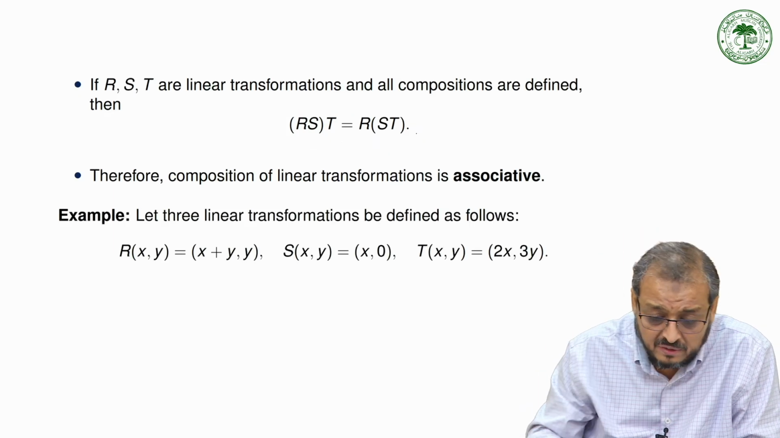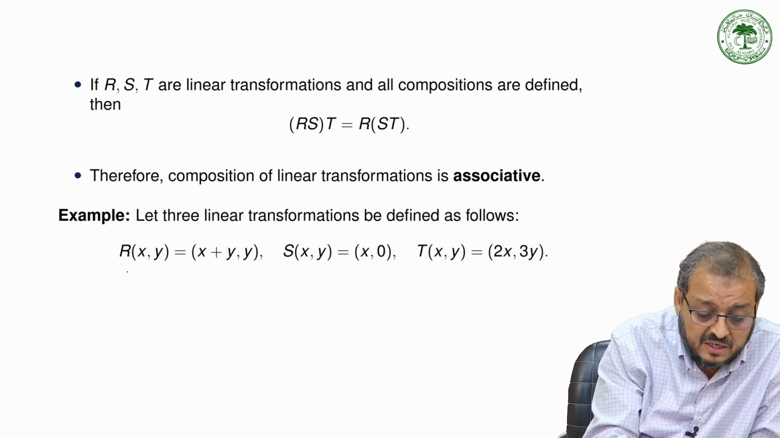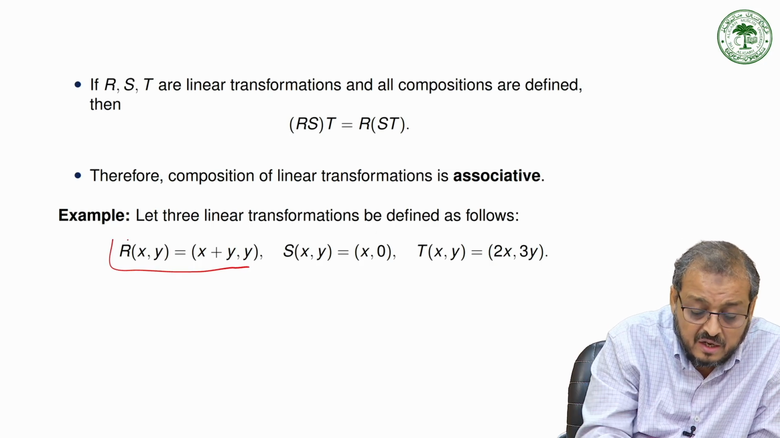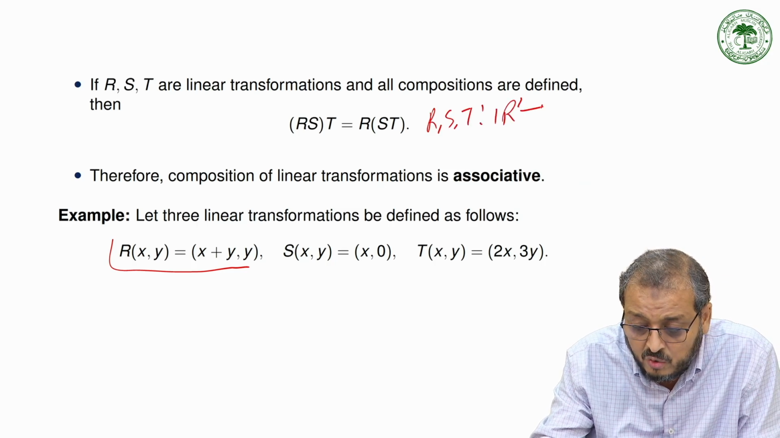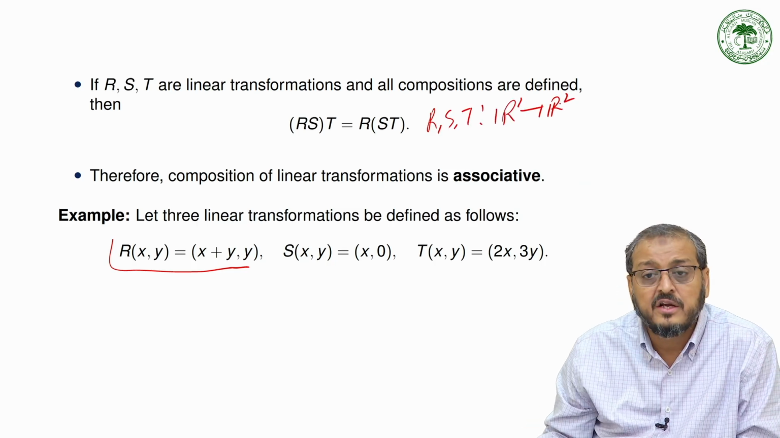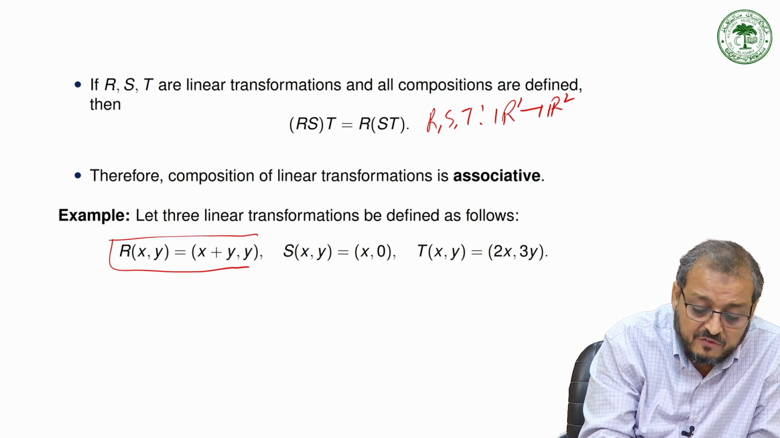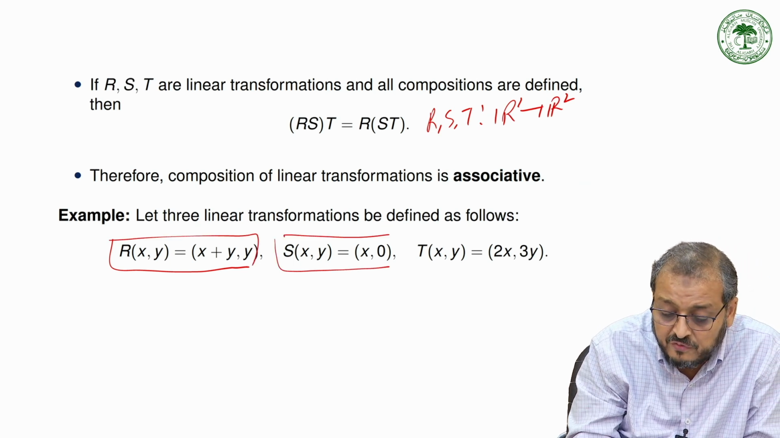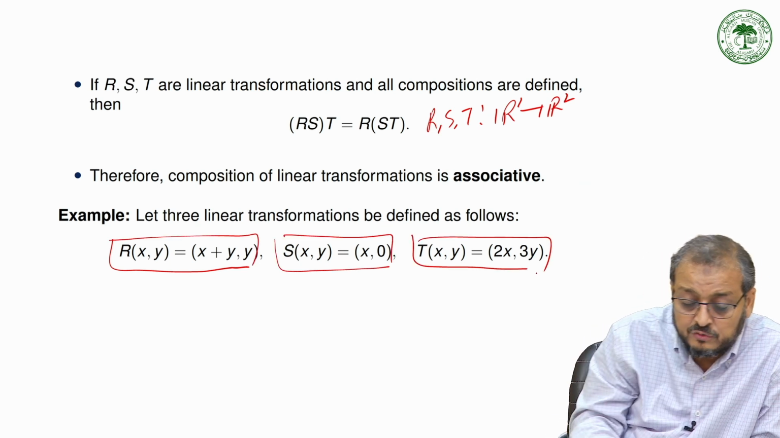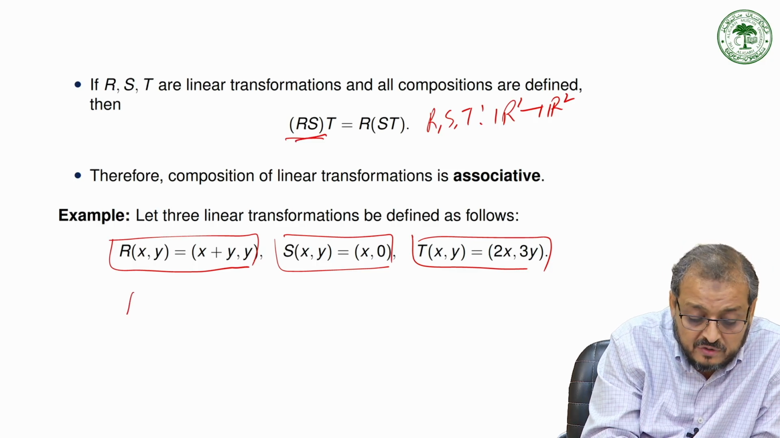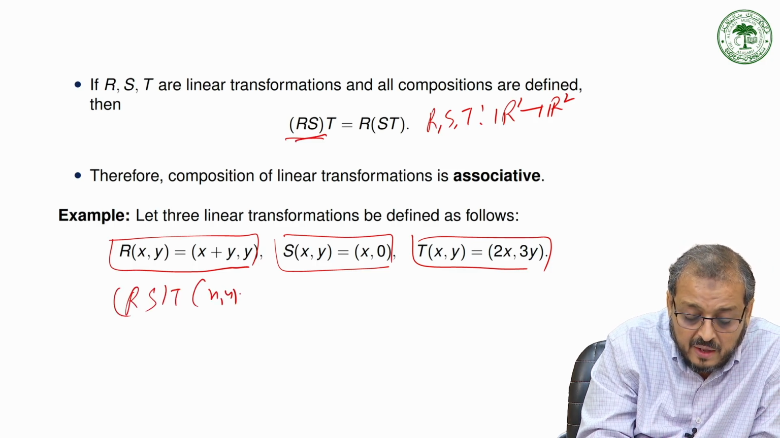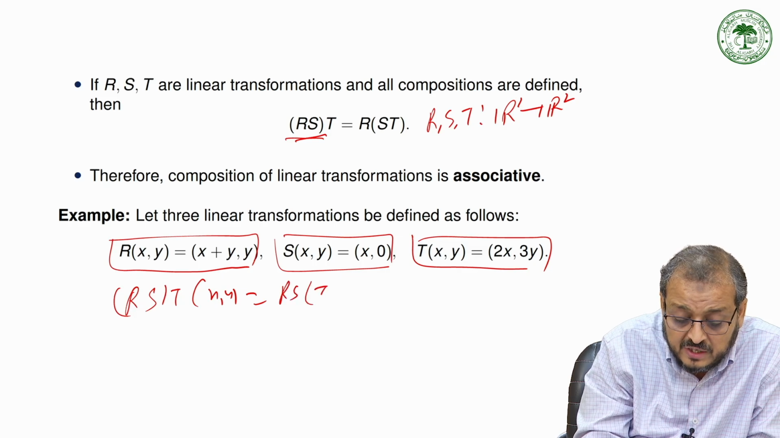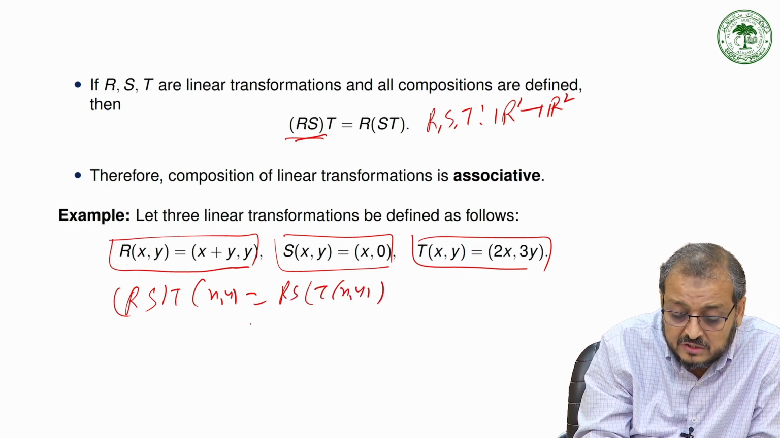Now by an example we can verify this. We take R, S and T from R2 to R2 as linear transformations. R of xy is defined in this form, S of xy in this form, and T in this form. So first we take R, S and T over xy. This is RS, we have T of xy.